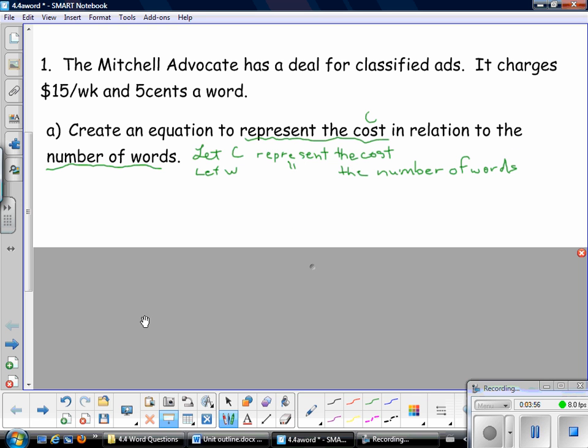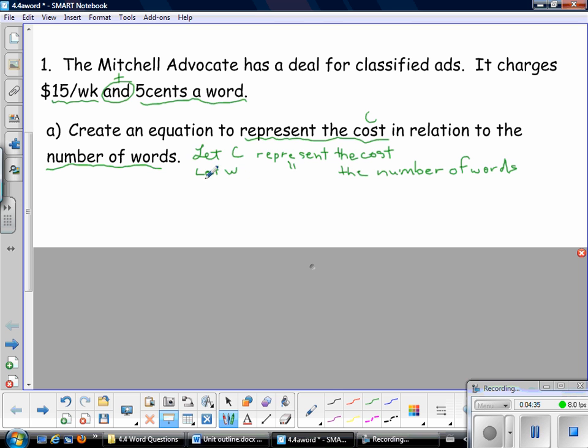Okay, so if I look back at my steps, I've read the question once. We've actually gone back to the question to figure out what we're going to use for our let statement. Now we need to go back and check to see the operations. So it says it charges $15 a week and 5 cents a word. What operation are we talking about? Well, I think we're talking about adding. So in 1 week, I would charge $15 plus 5 cents for every word.